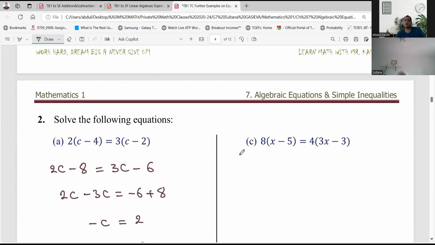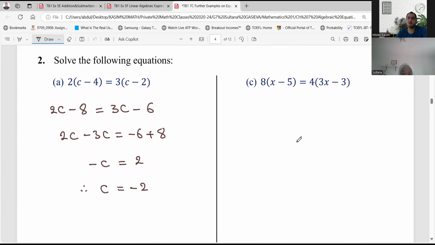Now also speed is important. Just knowing is not enough, Sultana, because if it is slow, people may think that you don't understand this topic well. Try to be fast, a bit faster. Okay. Do the next question.